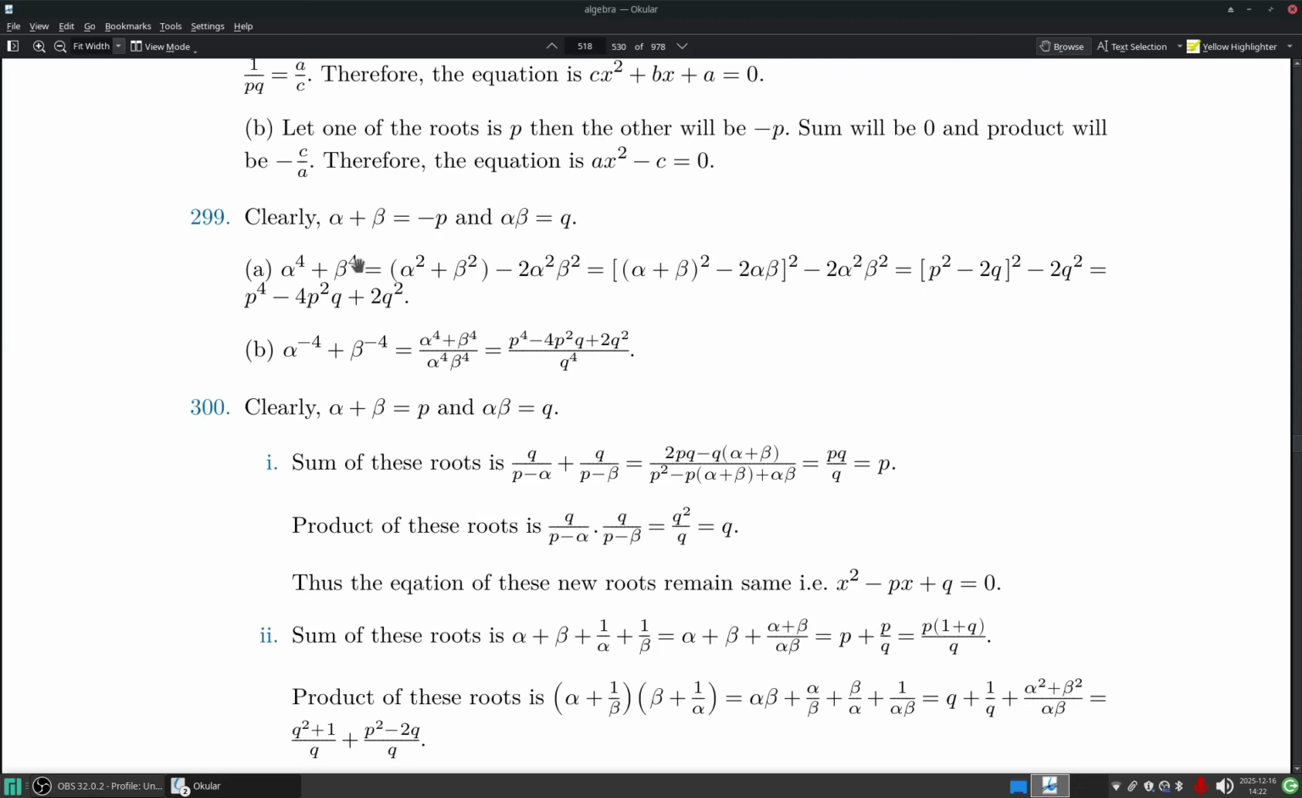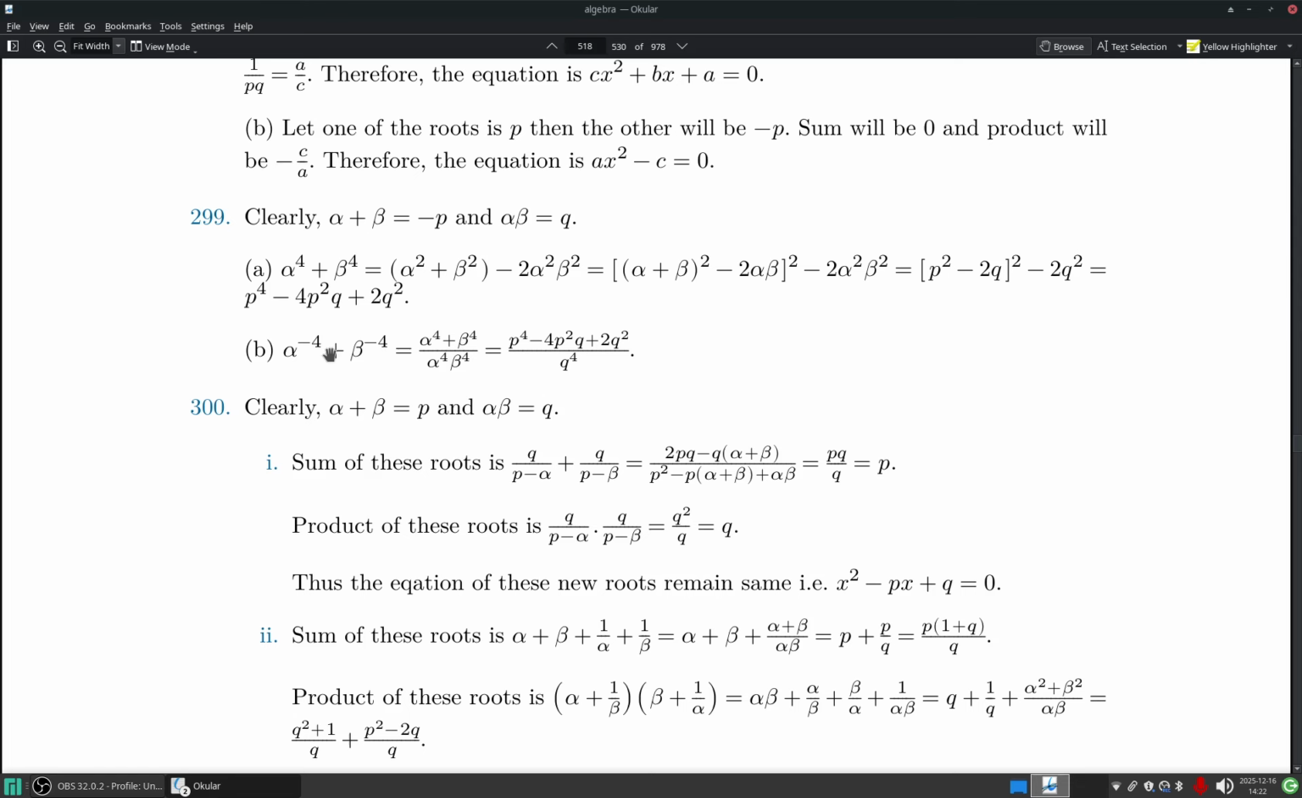Alpha to the power 4 plus beta to the power 4 is alpha square plus beta square whole square, there should be a square here, minus 2 alpha square beta square. And that is equal to alpha plus beta whole square minus 2 alpha beta whole square minus 2 alpha square beta square. We substitute the values. We obtain p to the power 4 minus 4p square q plus 2q square.